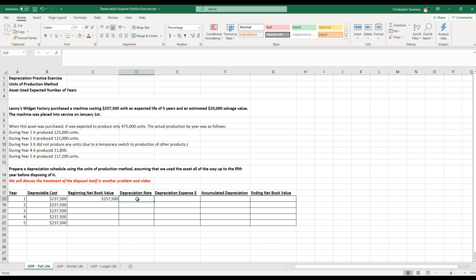So what we need to do here is take the depreciable cost, the amount we actually want to depreciate, and divide it by the life in units. In this case, 475,000 total units.